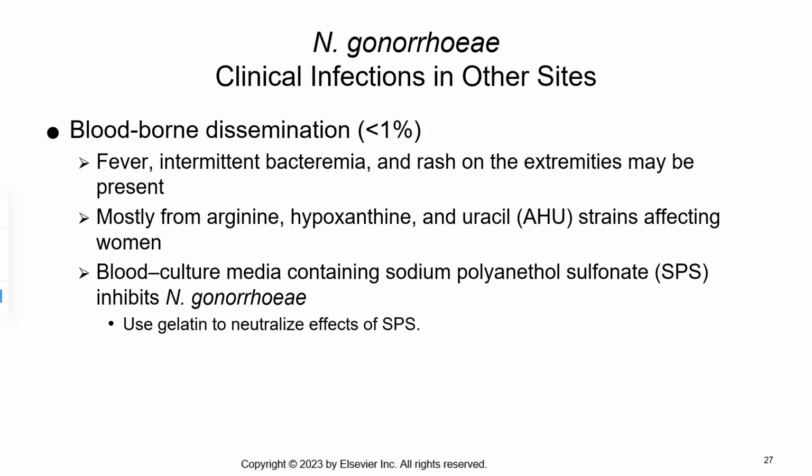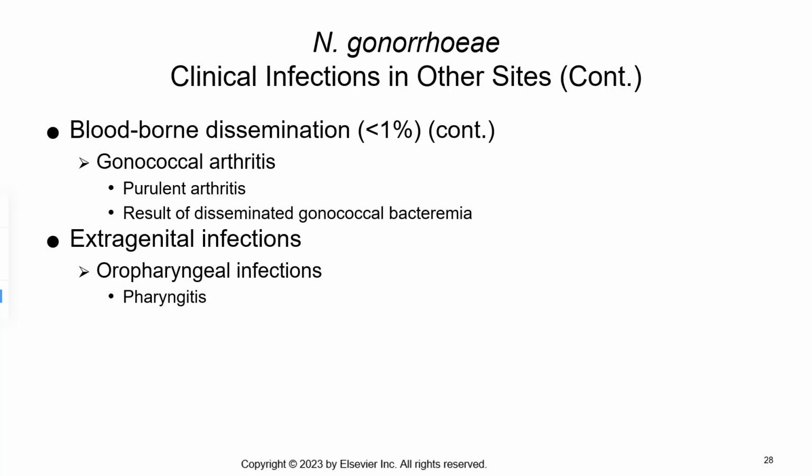Bloodborne dissemination: less than 1% of infections can transmit through the blood, or disseminate, transfer deep into the blood. Fever, intermittent bacteremia, and rash on the extremities may be present, mostly from arginine, hypoxanthine, and uracil strains affecting women. Blood culture medium containing sodium polyanethol sulfonate, SPS, inhibits gonorrhea, so you use gelatin to neutralize the effects of SPS.